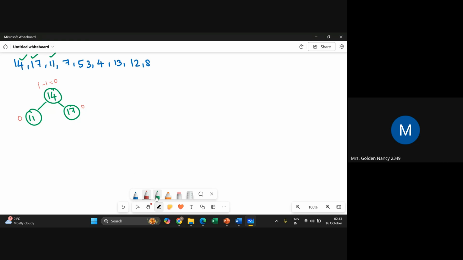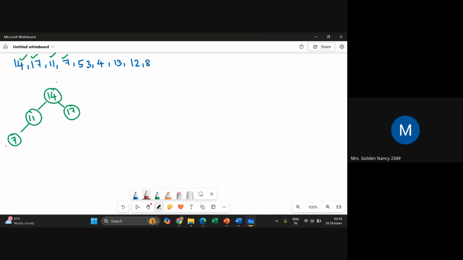Now the next element to be inserted is 7. How do you insert 7? First 7 is compared with the root element. 7 is lesser than 14, so it will be in the left subtree. Again 7 is compared with the next parent element. The parent element is 11. 11 is greater than 7. So 7 will be in the left subtree of 11. Okay. Fine. Now check the balance factor.